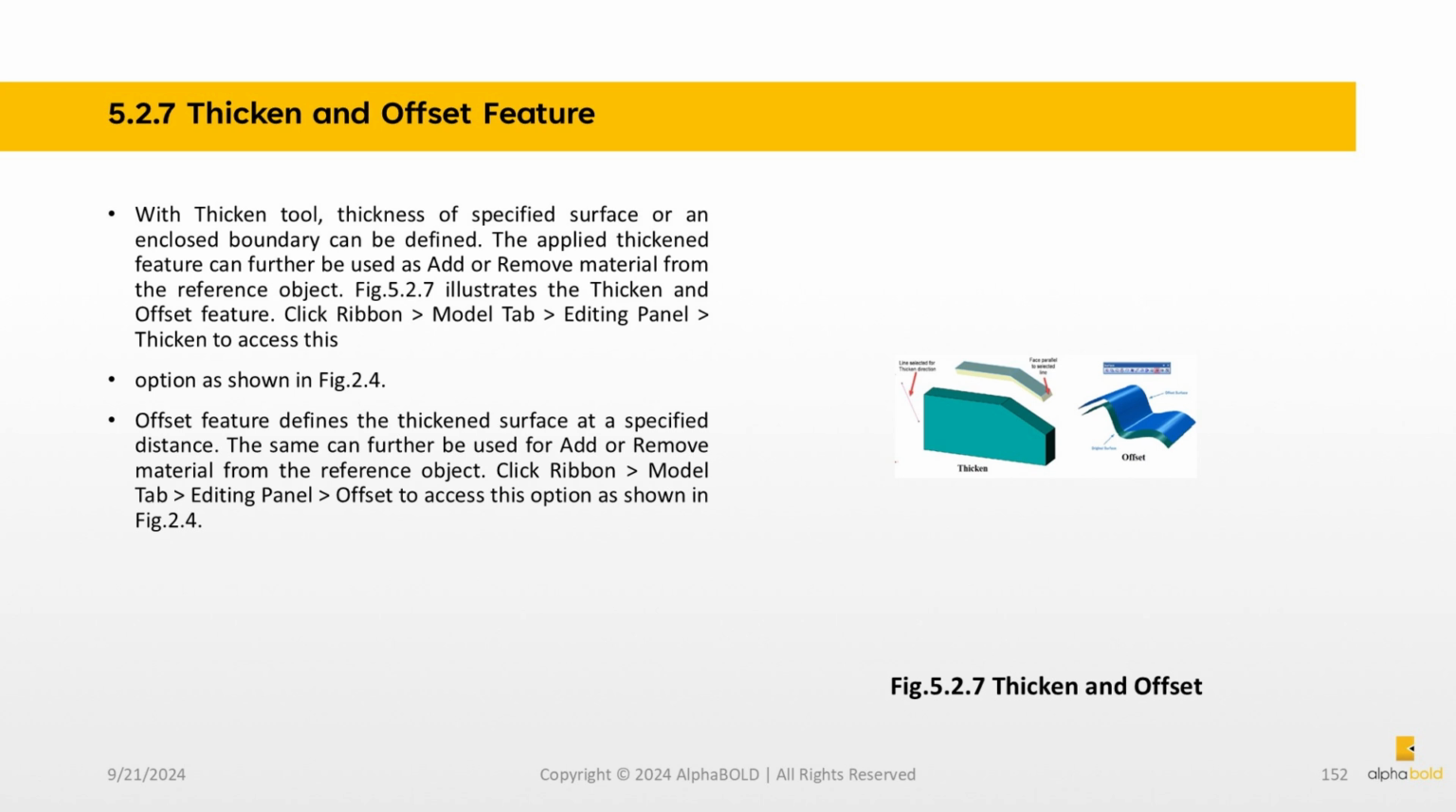With Thicken tool, thickness of specified surface or an enclosed boundary can be defined. The applied Thicken feature can further be used to add or remove material from the reference object. Click Ribbon Model tab, Editing panel, Thicken to access this option. Offset feature defines the thickened surface at a specified distance. The same can further be used to add or remove material from the reference object. Click Ribbon Model tab, Editing panel, Offset to access this option.